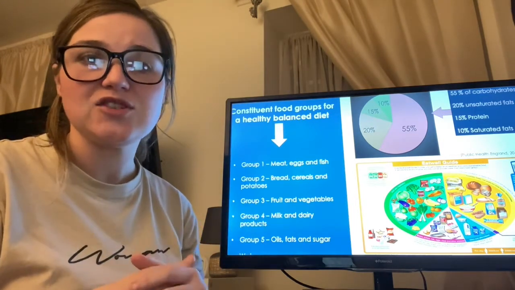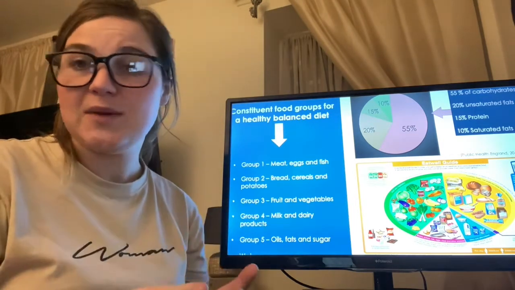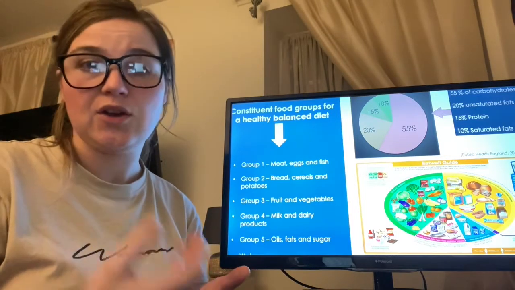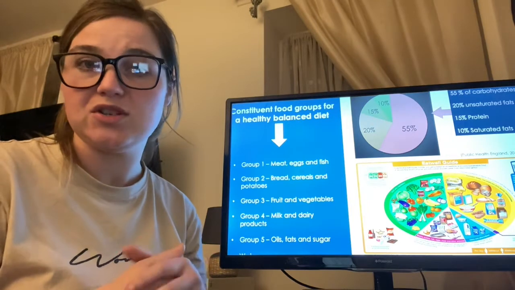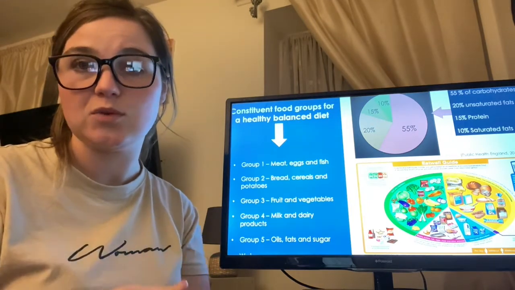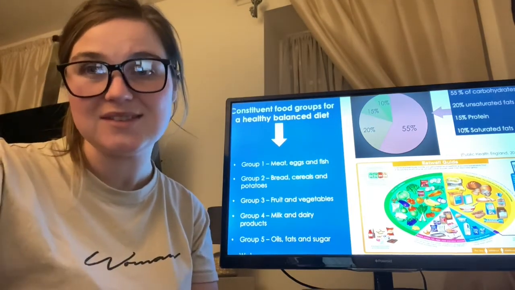So finally, hydration. We lose fluids every day through breathing, sweating, going to the toilet. So continuously replacing our fluids is very important, and you should aim to drink at least 6 to 8 glasses of water a day to keep ourselves hydrated.